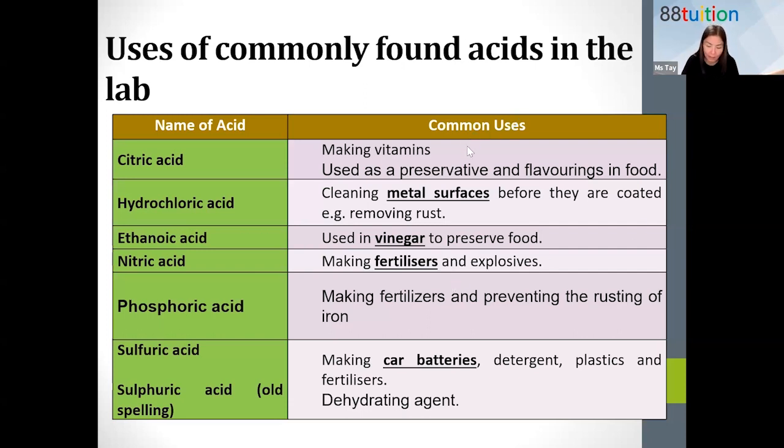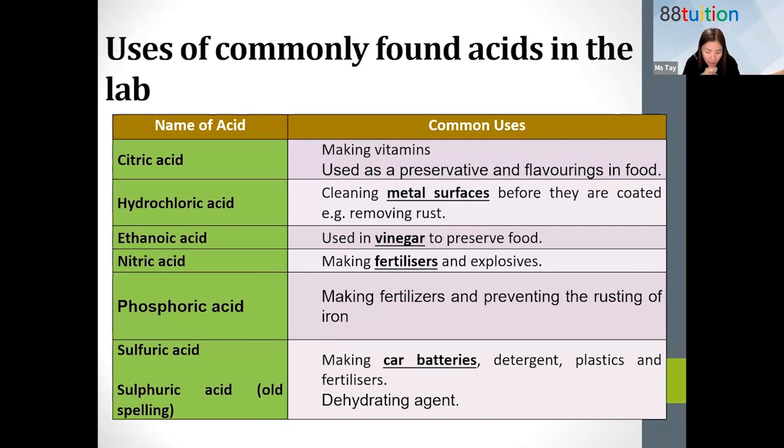So if you want to see their common uses, I mentioned citric acid and ascorbic acid. They are used to make vitamins. They are used as preservatives and flavorings in food. If you look at a food label, sometimes you do see citric acid as one of the ingredients. Hydrochloric acid helps us to remove rust. Before coating or plating, sometimes we need to clean the metal so that it is really clean and shiny. The way of cleaning is to pour some acid and then, of course, rub off the rust or whatever stain is on it.